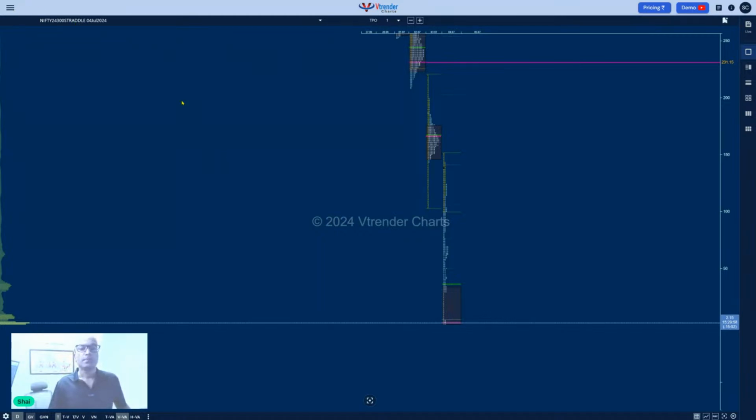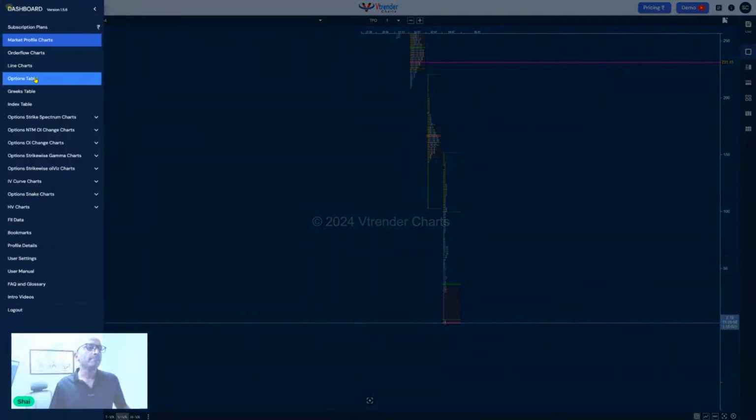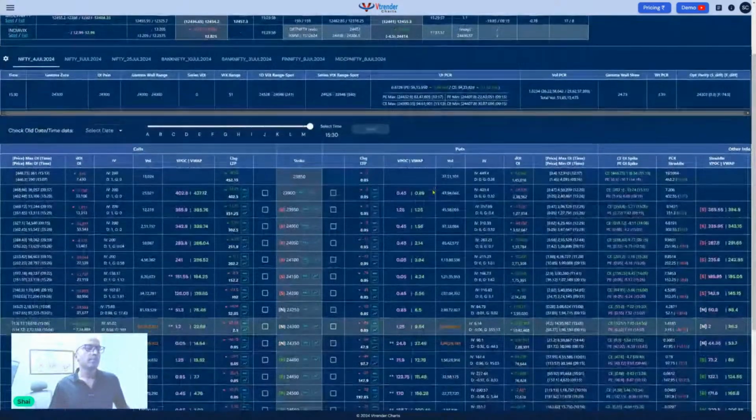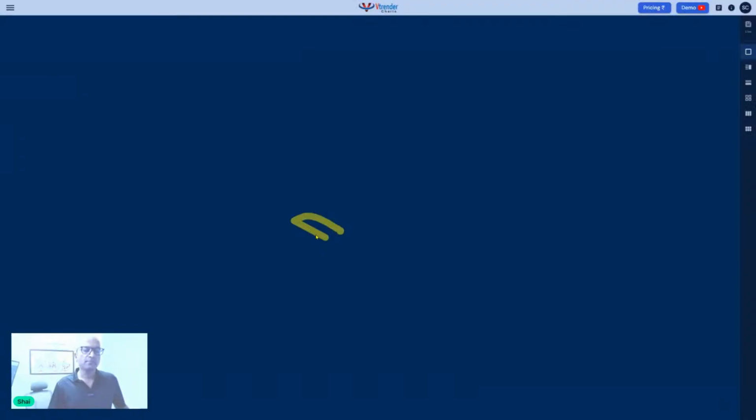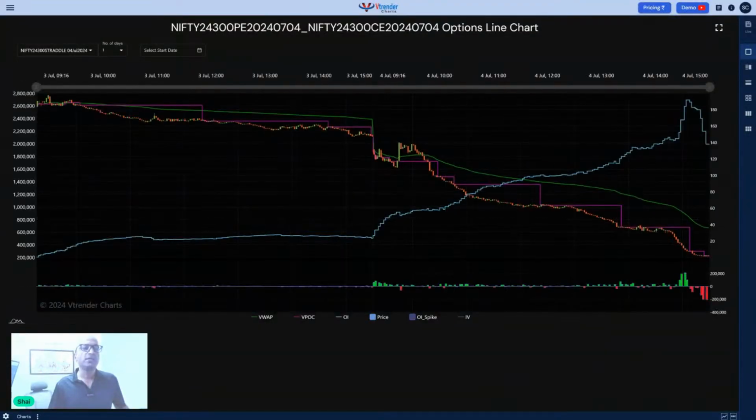So this is the strike. You can get this directly off the options table. From the options table, if you click on this right here, these two columns, you can also get what all of you are familiar with, I'm sure, and this is what we call a line chart. Right here, this is the straddle, and at one click you can get this line chart also, right?